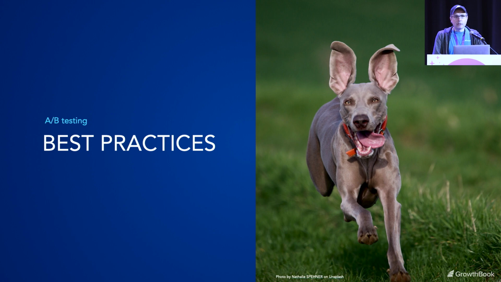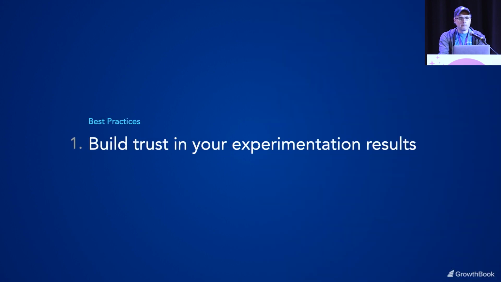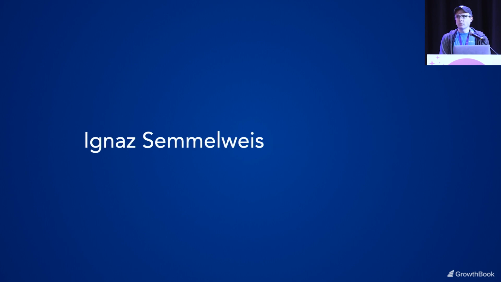All right, so let's jump into some A/B testing best practices. One of the ones that we always like to tell companies is that they really need to build trust in your experimentation results. And to help illustrate this, I'm going to tell you a little example about Ignaz Semmelweis. Anyone heard of him? No? Yeah, not really a household name.